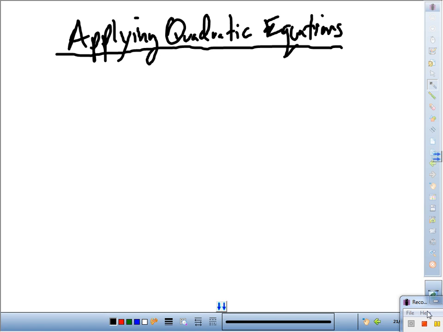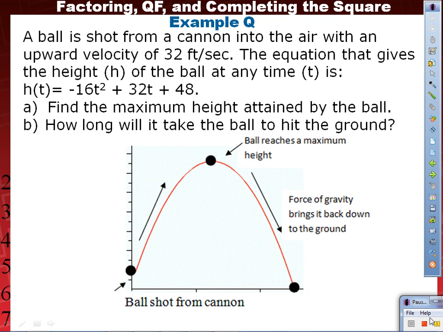Example Q. Copy this. It says, I know, right? Didn't I say I was going to crank it like this? Bam. It says, example Q.